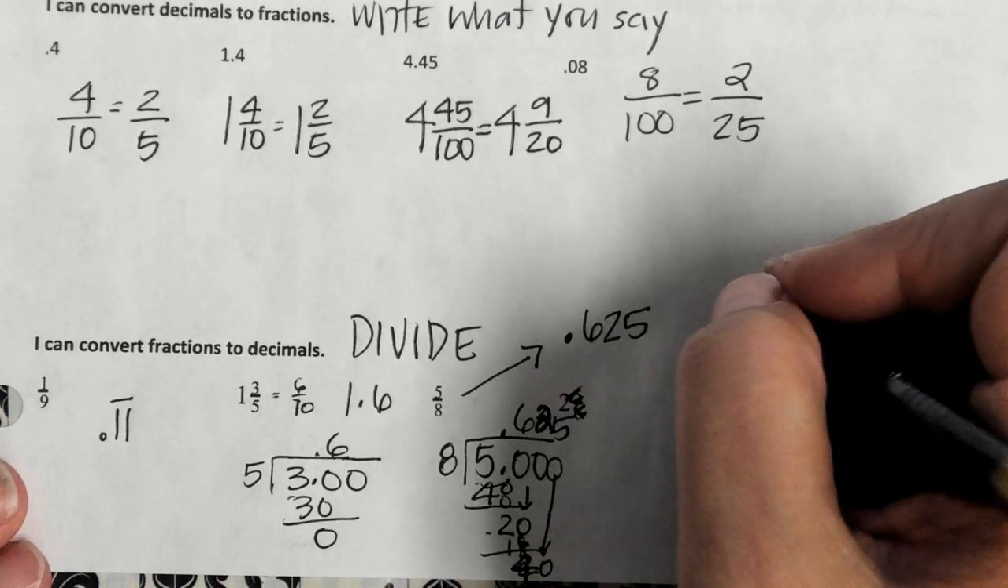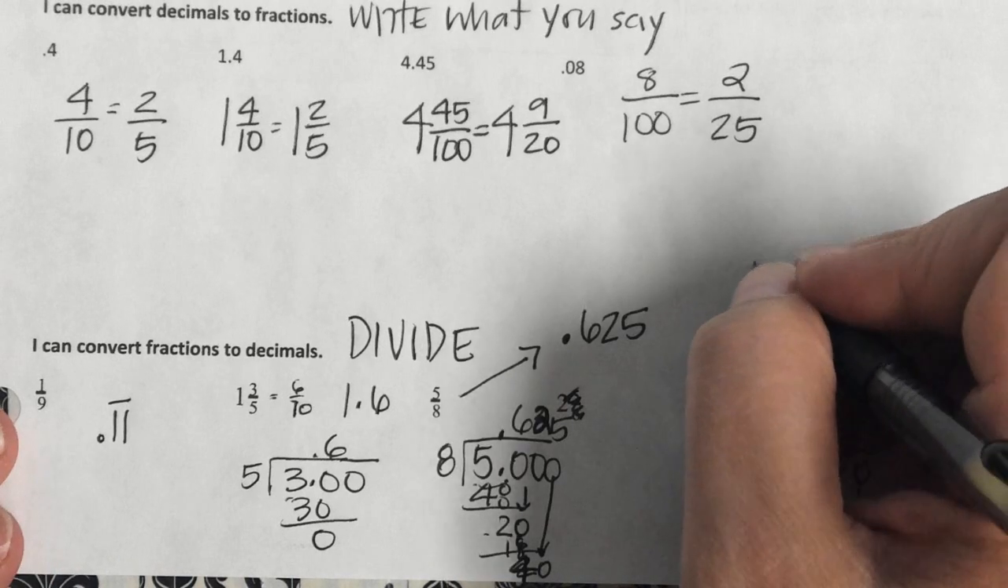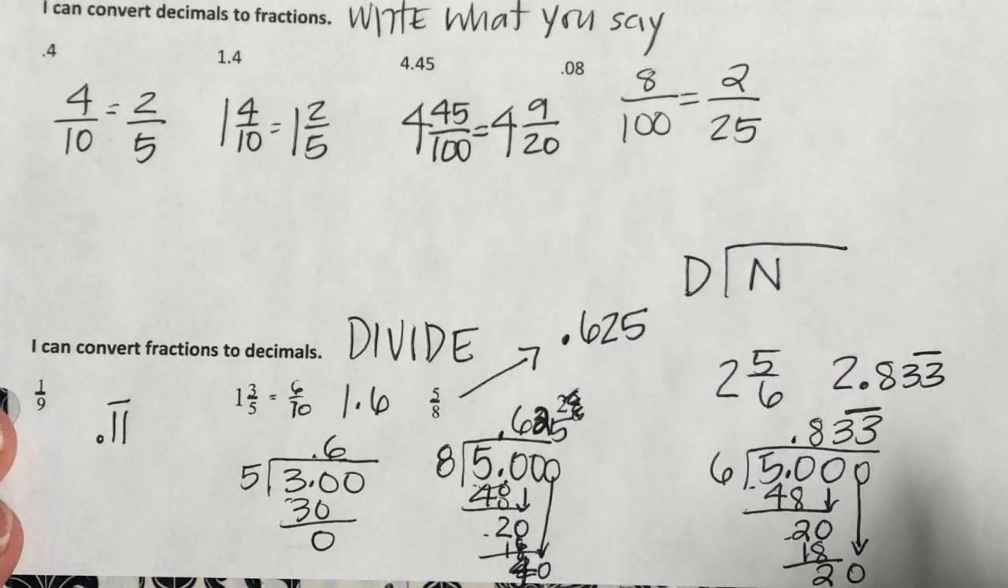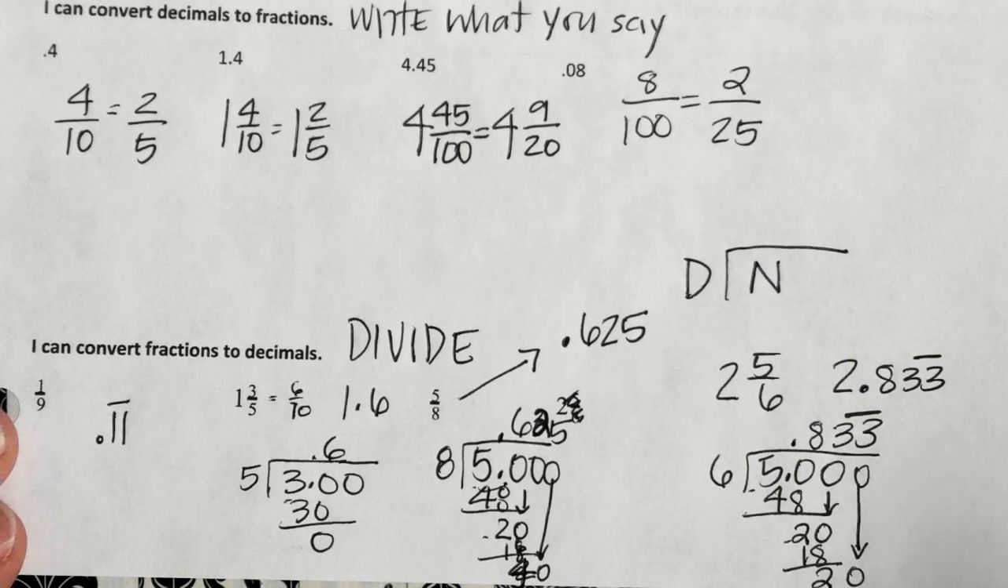You've got to remember, when you set these up, it's always numerator divided by denominator. Remember, denominator, he's standing at the door. Can you have 2.83? Yes, absolutely. That 3 is repeating. You can put 1, you can put 2, you can put 75. I don't know that you'd want to, but you could.